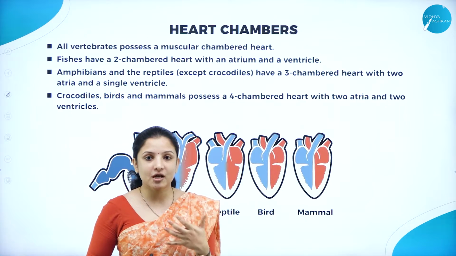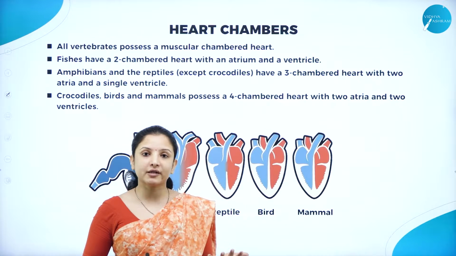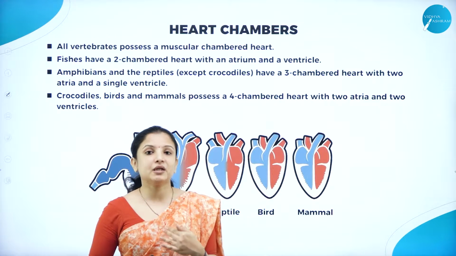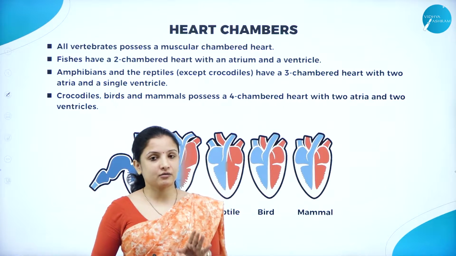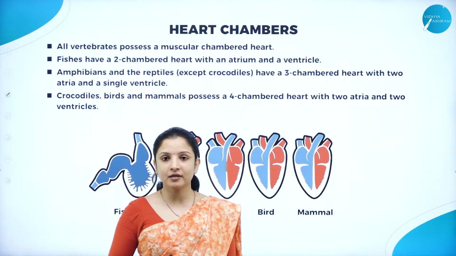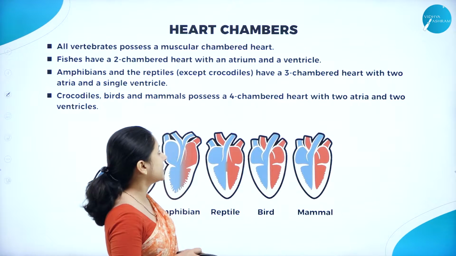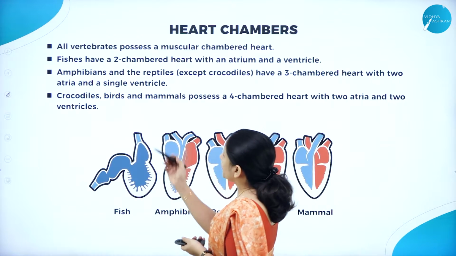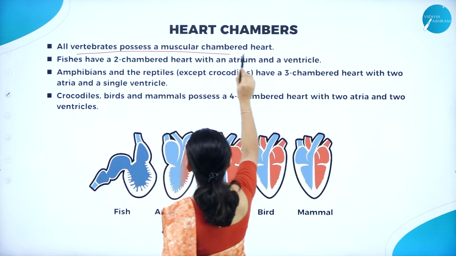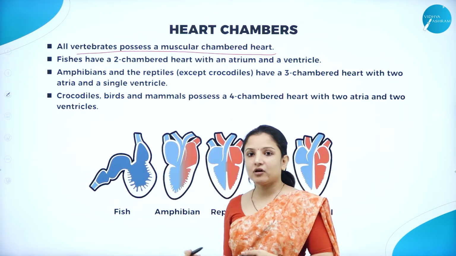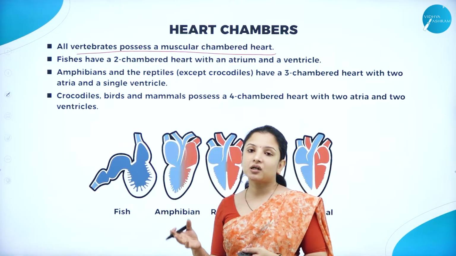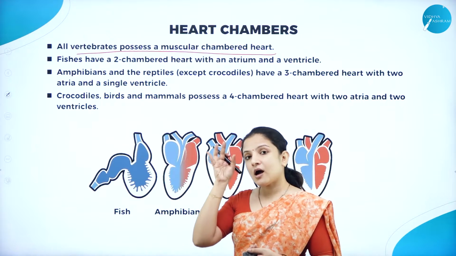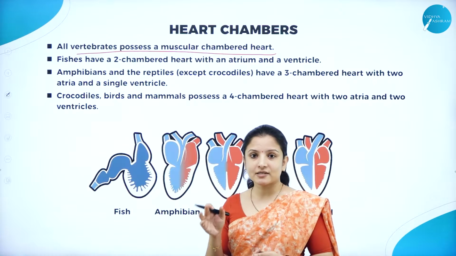Next, what about the chambers in the heart? Do you think all the organisms have a four-chambered heart? We mammals, that is we human beings, have a four-chambered heart. Do others also have a four-chambered heart? No, they do not. We shall look into it. So talking about the heart chambers, all vertebrates possess a muscular chambered heart. Any animal coming under the vertebrata group has a muscular heart. But how many chambers are there in the heart is the question now.